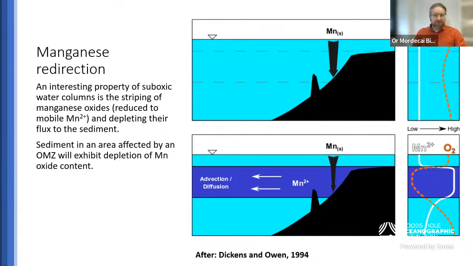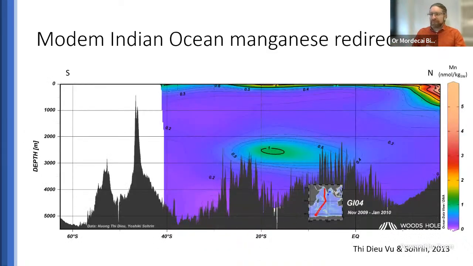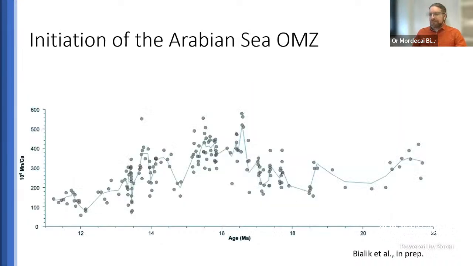And this is not just a hypothetical model. If we look at this really beautiful transect of dissolved manganese concentration across the Indian Ocean, we can see this very strong bright red point in the north Arabian Sea, where the OMZ is, where a lot of manganese gets remobilized and retained in the water column. So let's go back to this manganese plot.